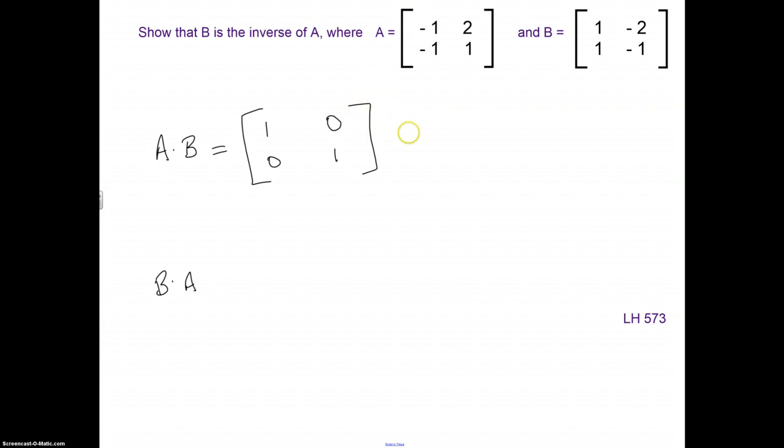So far so good. In order to actually finish confirming this, we would have to multiply B times A. I'm not going to do it here, but you can go ahead. And this should also give us an identity matrix. If it does, then these are inverses. If it does not, then they're not inverses.